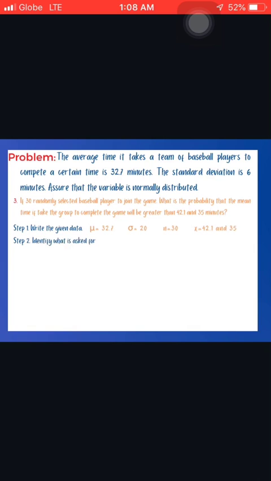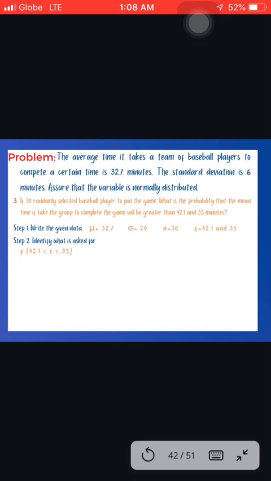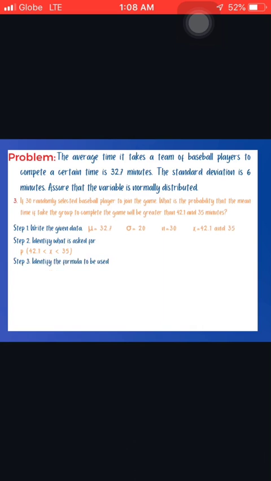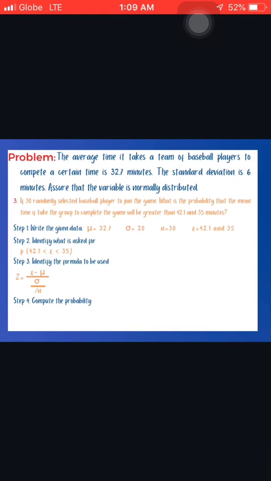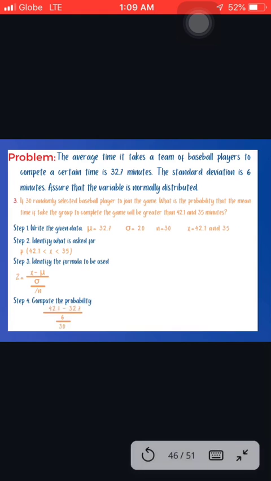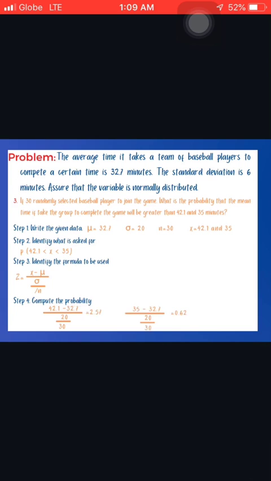Step 2, identify what is asked for. So, x between 42.1 and 35. Step 3, identify the formula to be used. Alam natin yan kasi may randomly selected. So, step 4, compute the probability. Uunahin muna natin yung nasa unang 42.1 and the next is 35. So, ang sagot sa 42.1 is 2.57 and 35 is 0.62.